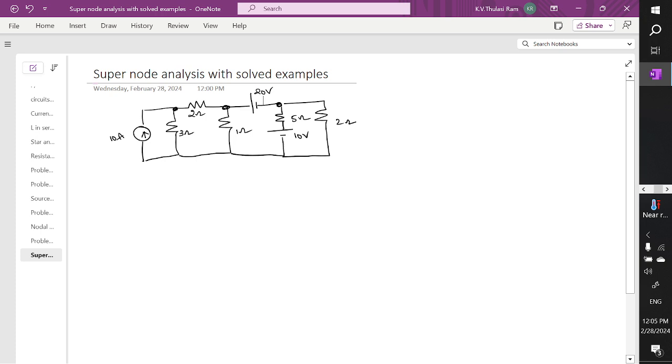Good morning, everyone. Today, we are going to study the concept of supernode analysis. Based on this supernode analysis, we are going to solve some problems. So, this is the network given to us, and here you have to identify which is a supernode.